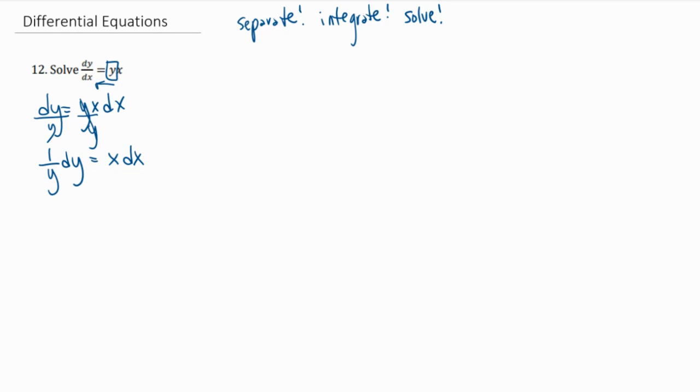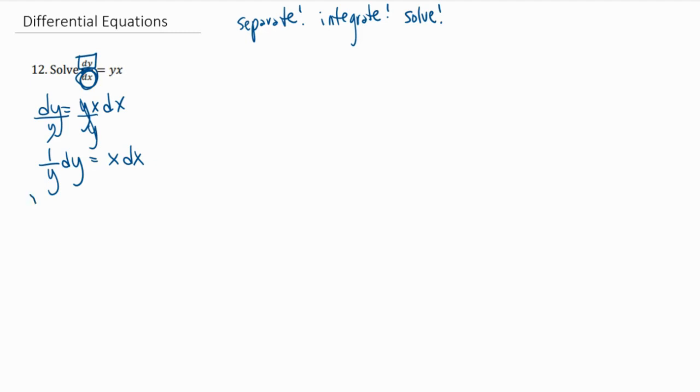If I had y minus 1, I'd have to divide by y minus 1. But yeah, if you have any constants, like if there was a 2 here, let's say it was 2yx, I would leave the 2 on the right hand side. So again, we're separating the variables. Keep whatever this variable is on the right, and then the other one you're going to keep on the left. All right, separate.